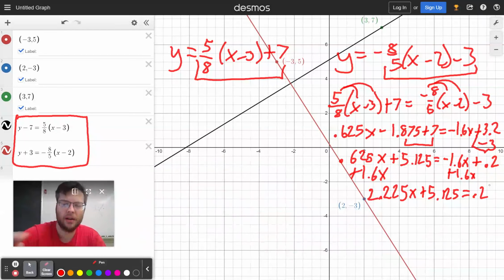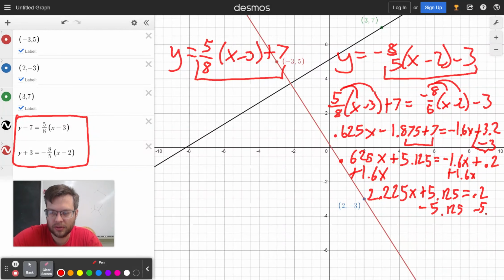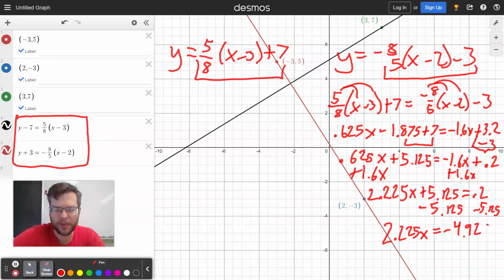And then we're going to get our numbers on the other side. Subtract 5.125. And I get 2.225x equals negative 4.925, and then divide by 2.225. So x is negative 2.213, and so on.